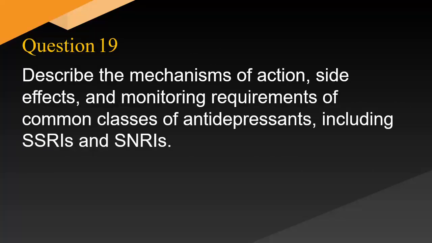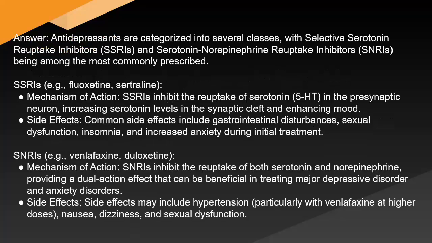Describe the mechanisms of action and side effects of common classes of antidepressants, including SSRIs and SNRIs. Answer. Antidepressants are categorized into several classes, with selective serotonin reuptake inhibitors (SSRIs) and serotonin norepinephrine reuptake inhibitors (SNRIs) being among the most commonly prescribed. SSRIs, e.g. fluoxetine, sertraline. Mechanism of action. SSRIs inhibit the reuptake of serotonin (5-HT) in the presynaptic neuron, increasing serotonin levels in the synaptic cleft and enhancing mood. Side effects. Common side effects include gastrointestinal disturbances, sexual dysfunction, insomnia, and increased anxiety during initial treatment.